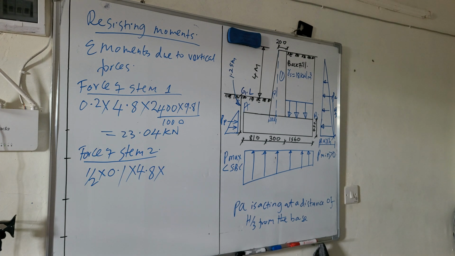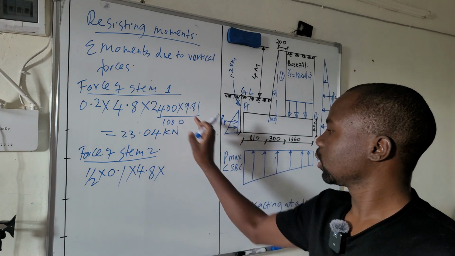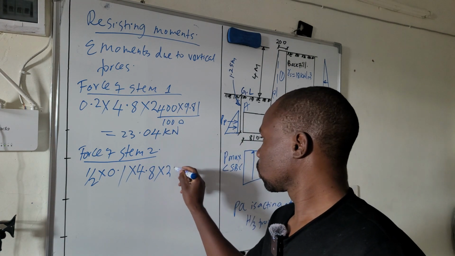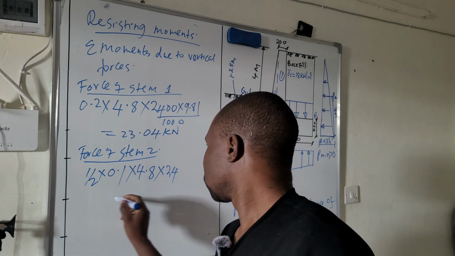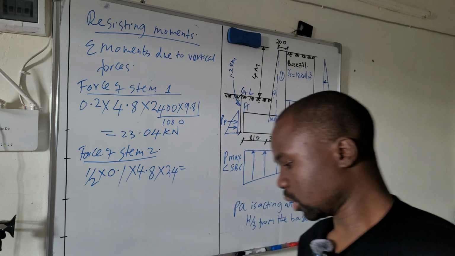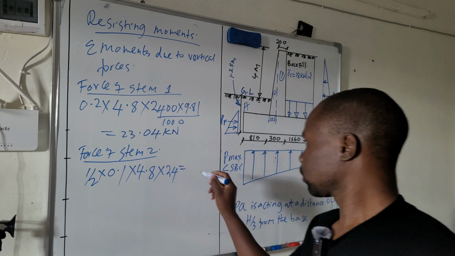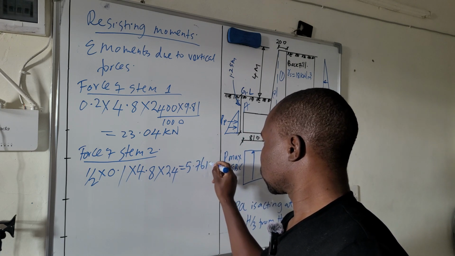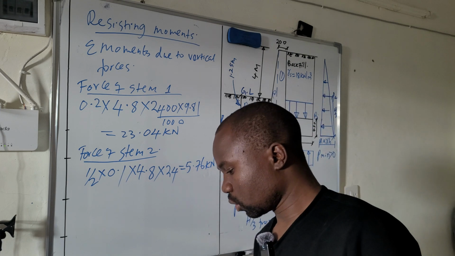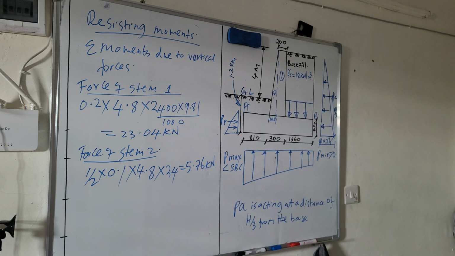times the unit weight of concrete. If you convert this, you will get 24 kilonewton per meter cubic. So if you punch your calculator, you will get 5.76 kilonewton. Then we proceed to the force of this base.